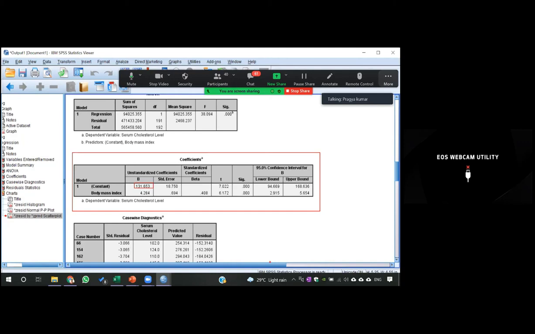Someone is writing, could you repeat Durbin-Watson? So for Durbin-Watson, again, I said that if it is close to 1 to 2, then the data is not autocorrelated.